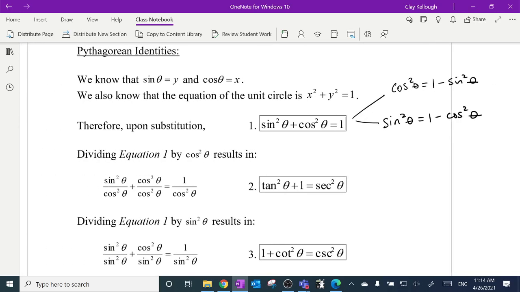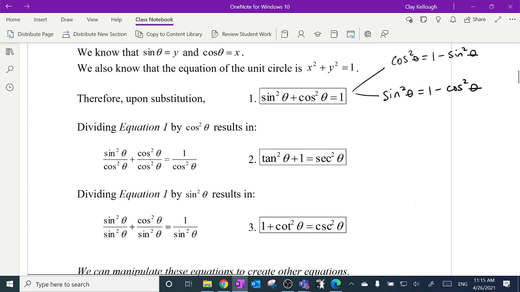Now, suppose I take this equation, I'll call it equation 1, and I divide all 3 terms in the equation by cos squared theta. Remember, you can do that in equation solving. You can divide an entire equation by anything you want, as long as it's not 0. Look what you get. Sine squared over cos squared, well, that's tan squared. Cos squared over itself is just 1, and you get our second identity.